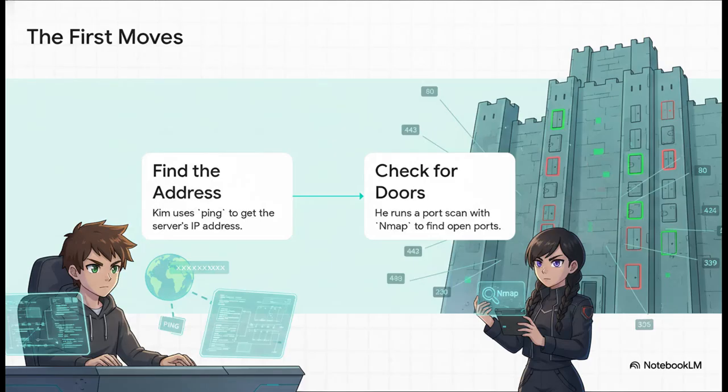Well, first he just needs the server's actual street address on the internet. A simple command, ping, is kind of like looking it up in a digital phone book. And once he has that IP address, he uses a tool called Nmap to scan for open ports. You can think of this like him walking around the entire fortress and just jiggling every single doorknob and window latch he can find, just to see what opens.